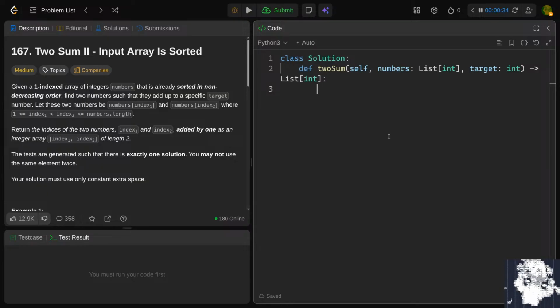Return the two indices of the two numbers, index 1 and index 2, added by 1 as an integer array from index 1 to index 2, or an integer array that has only index 1 and index 2 of length 2. The tests are generated such that there is exactly one solution. You may not use the same element twice. Your solution must use only constant extra space.